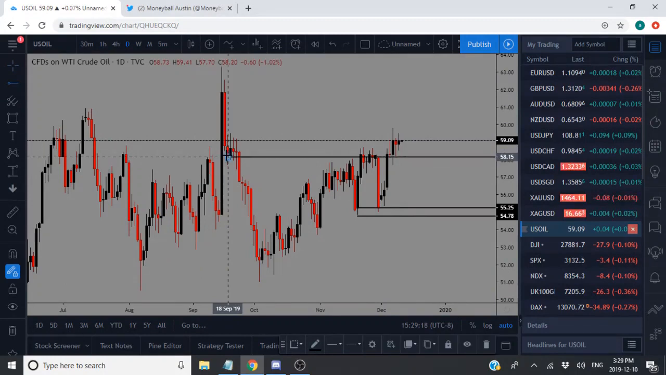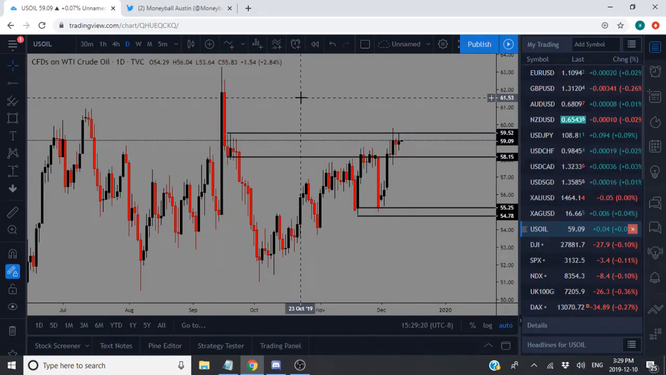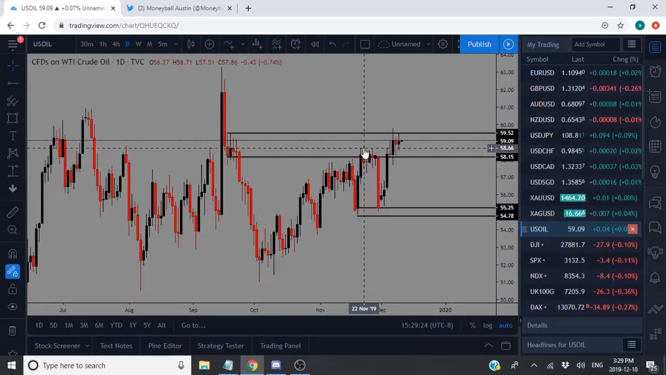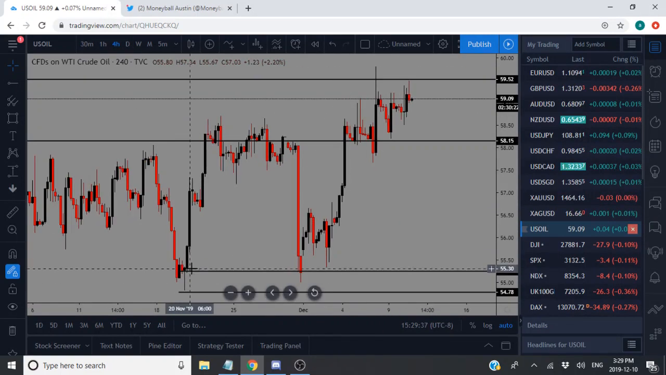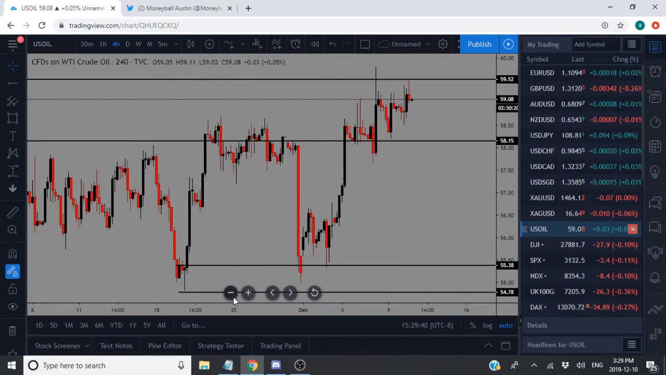We had this supply zone right here. Prices came up into it. We are looking for selling opportunities. I believe some people got some sells. Any sells would be counter trend. Prices came down, reacted back down off of that 4-hour demand that we talked about right here. Prices reacted off the 4-hour demand.